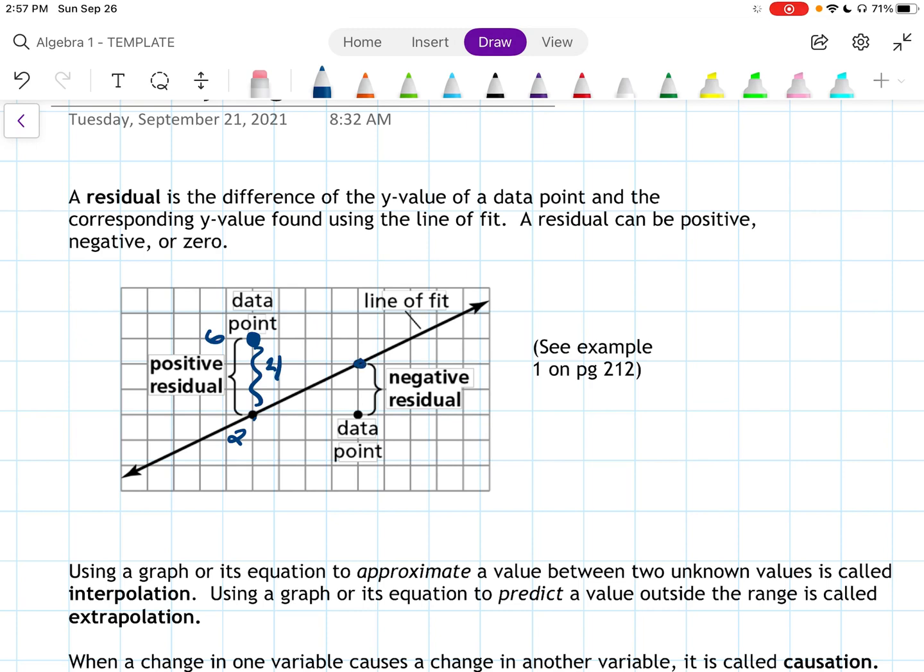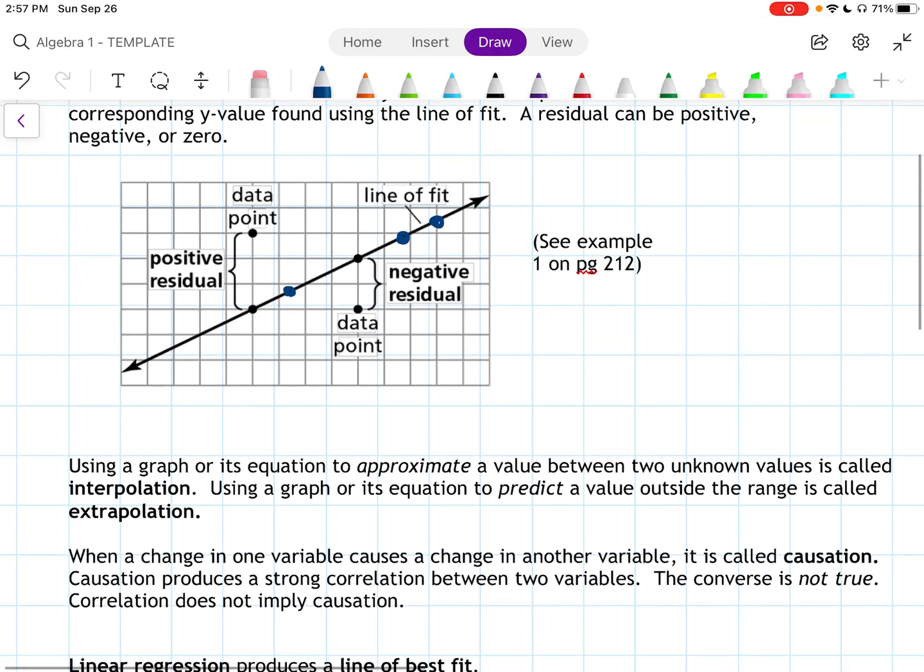So if this one over here, and those aren't necessarily great numbers, but it's just meant to show you what we're doing. And the same thing for the negative one, right? You take the top one minus the bottom one. Ideally, hopefully it makes sense that you really want the residual to be 0, right? You want your data points to be on this line of fit, because then it's like a perfect representation of that data point. If you want a more worked out example of that, you can look at example 1 on page 212.